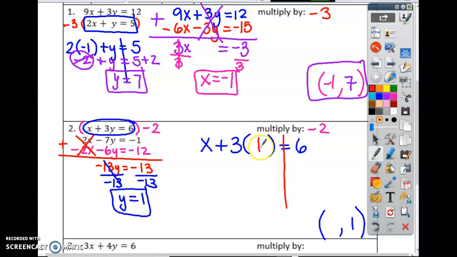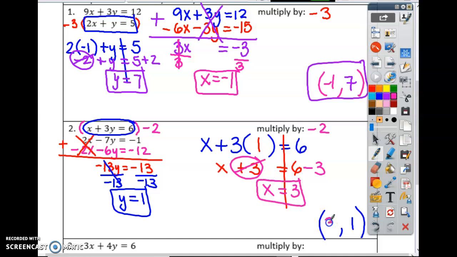Right? What's 3 times 1? 3 por 1? 3. Positive 3. Bring x down, bring the 6 down, and then move the 3 over. Change the sign. What's 6 minus 3? 3. X equals 3. Remember to check your answer.